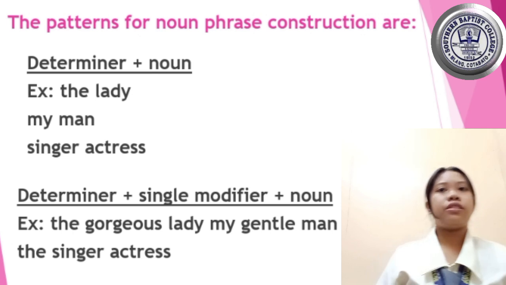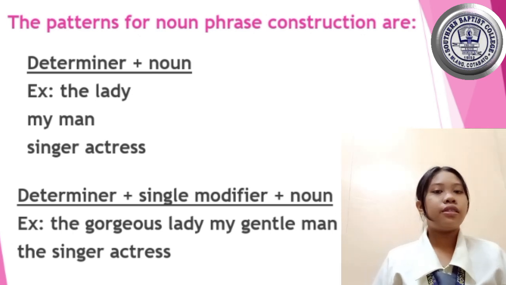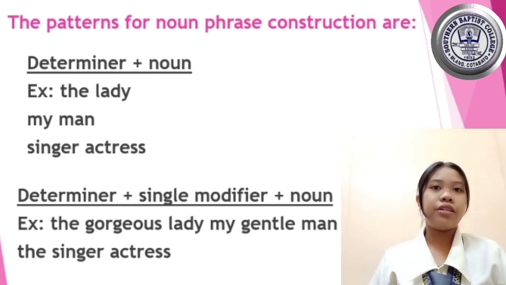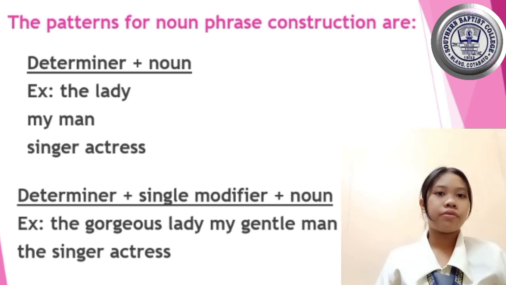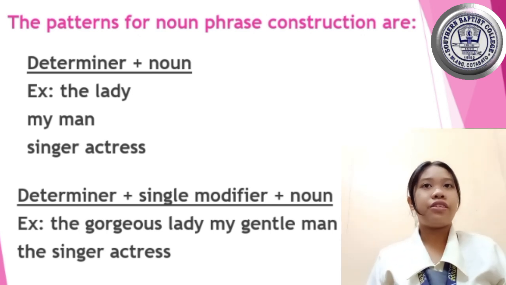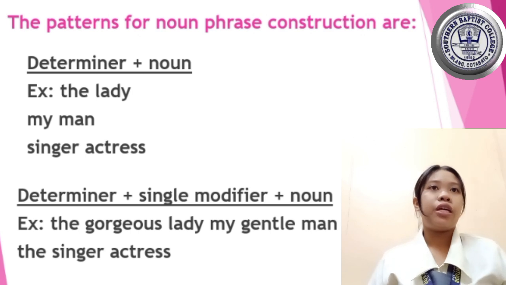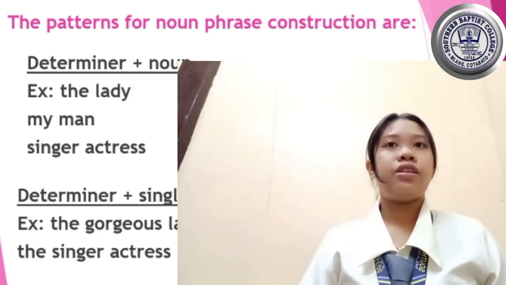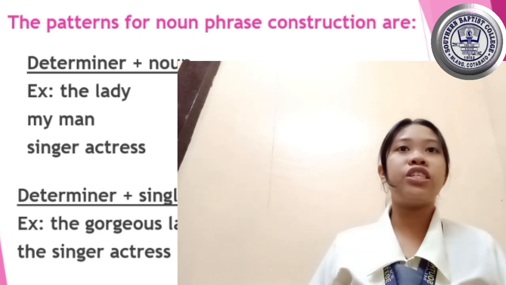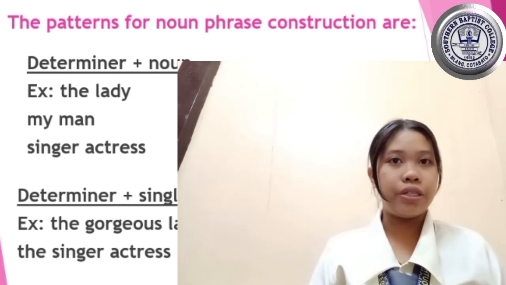The second pattern is the determiner plus single modifier plus noun. As I said earlier, the determiner is the word that specifies what you're talking about. The single modifier is the word that provides additional information about another word.